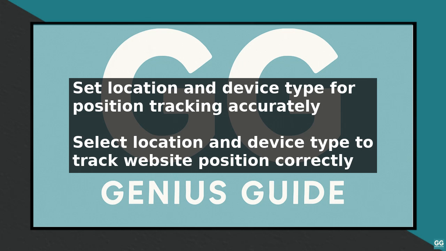In your position tracking reports, you will see a detailed overview of your website's position for each keyword, including the current position, the previous position, and the change in position. You will also see a graph showing the history of your website's position over time.